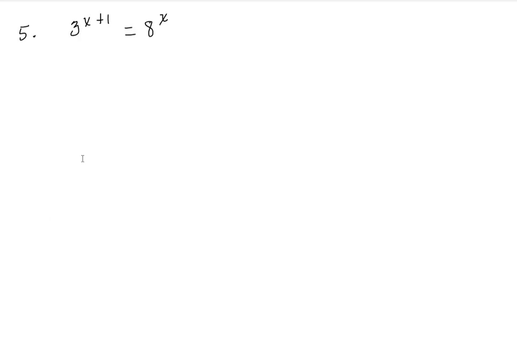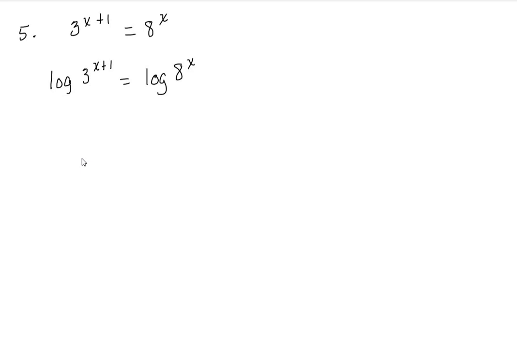Okay, this problem is different because I have variables in both exponents. So what I'm going to do here is take the log of both sides. So the log of 3 to the x plus 1 equals the log of 8 to the x. Now, both of these logarithms are common logarithms, right? There's no base written down here, so they're understood to be base 10.